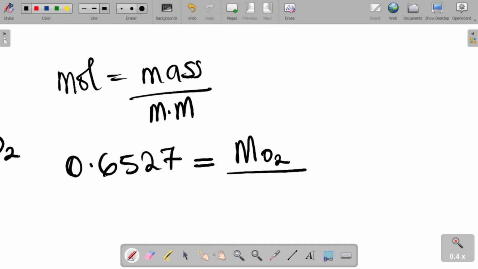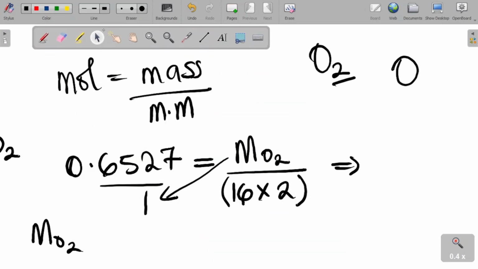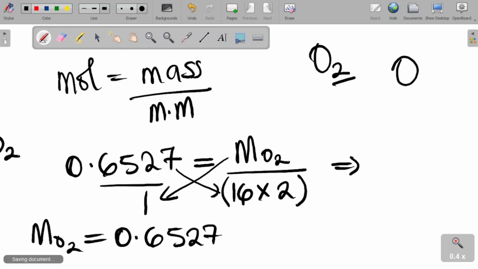The molar mass of oxygen: now we have O2 here. For an ordinary atom, that's O, the mass is 16. Since you have O2, it becomes times 2, that's 2 atoms. From here, this is all over 1. Mass of oxygen times 1 gives you mass of oxygen. So hence, we can say that the mass of oxygen, MO2, will be equal to this times this, which is 0.6527 times 16 times 2.